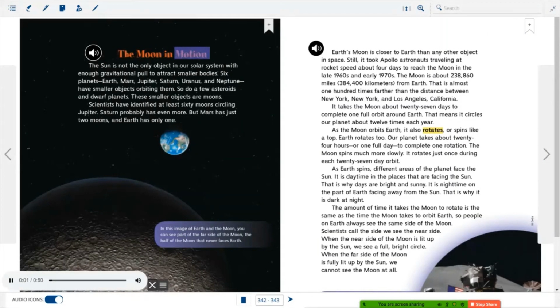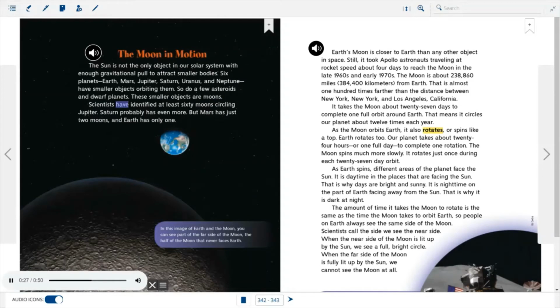The Moon in motion. The Sun is not the only object in our solar system with enough gravitational pull to attract smaller bodies. 6 planets, Earth, Mars, Jupiter, Saturn, Uranus, and Neptune, have smaller objects orbiting them. So do a few asteroids and dwarf planets. These smaller objects are moons.